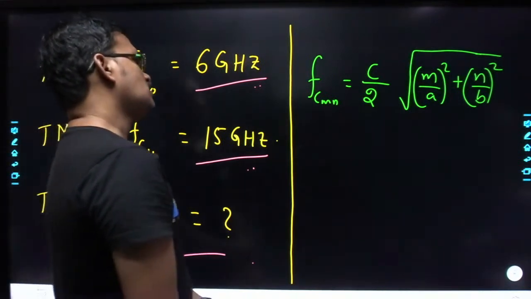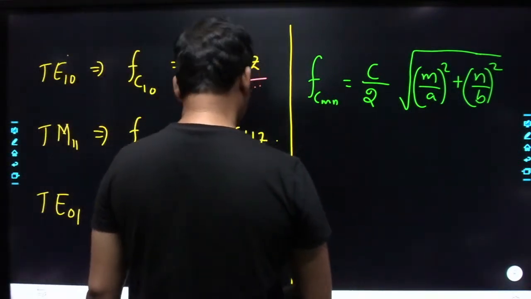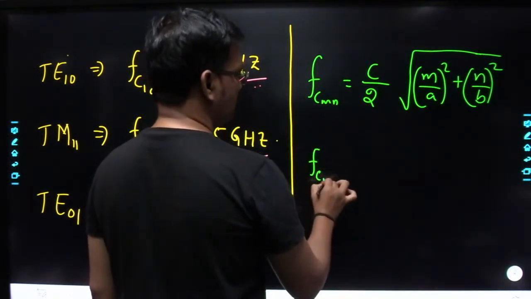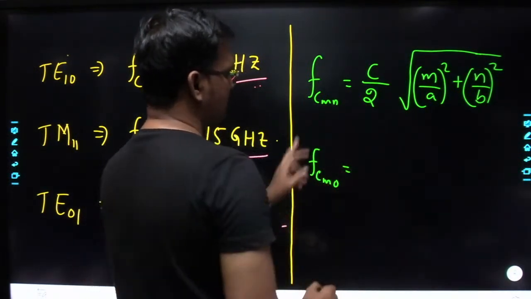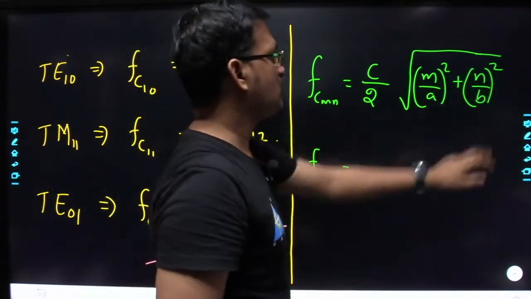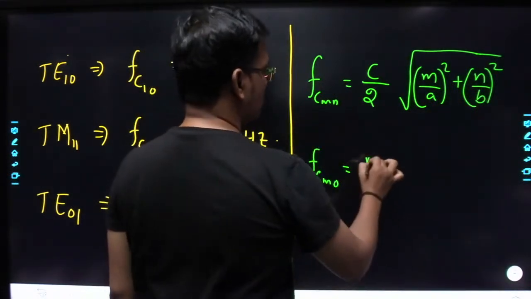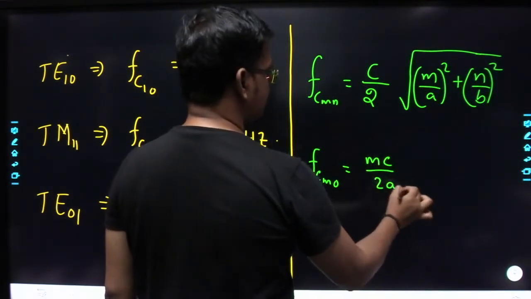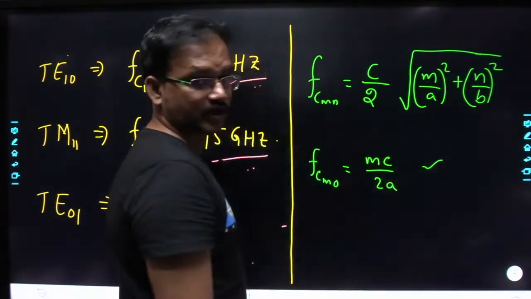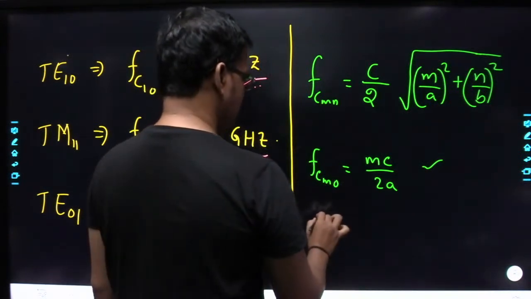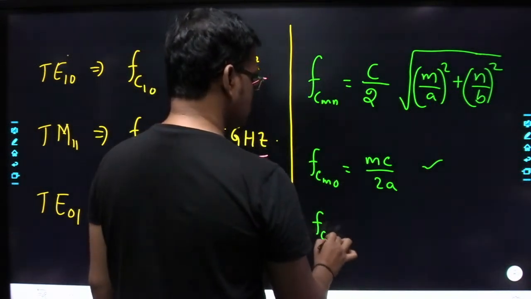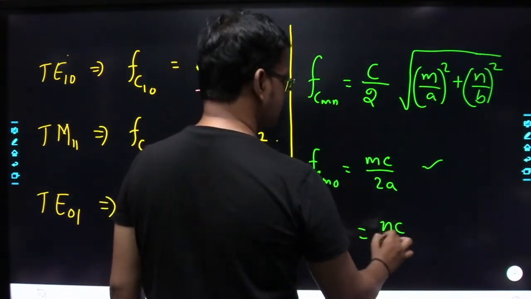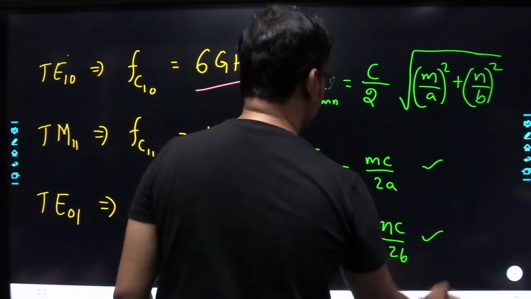Okay. So if you observe this here, I can write FCM0 here. What is the formula for FCM0? Put n equal to 0. What you are going to get? You are going to get MC by 2A. This is the formula for FCM0, right? Next, similarly, what is FC0n here? So put m equal to 0, then you are going to get NC by 2B, right?